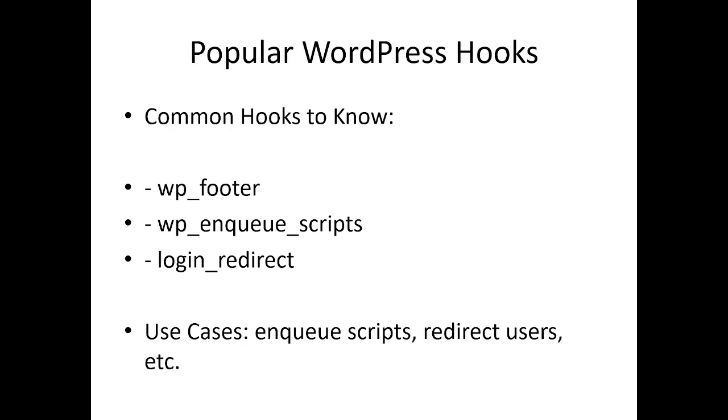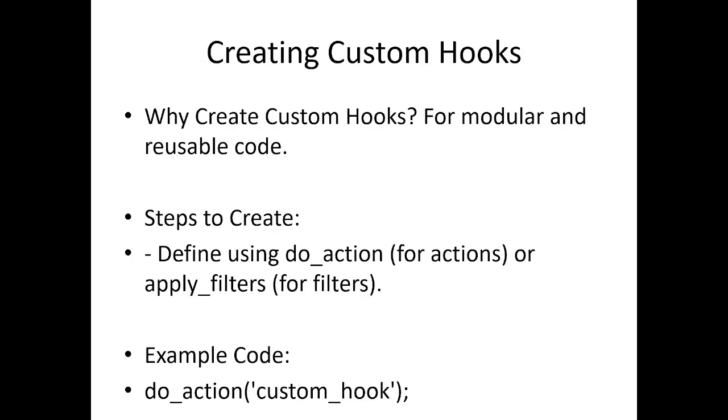Here are some popular WordPress hooks. Some common hooks are wp_footer for adding code to the footer area, like live chat scripts, and wp_enqueue_scripts to manage styles and scripts. For instance, if you want to load a JavaScript library in a specific page, use wp_enqueue_scripts to enqueue it conditionally.